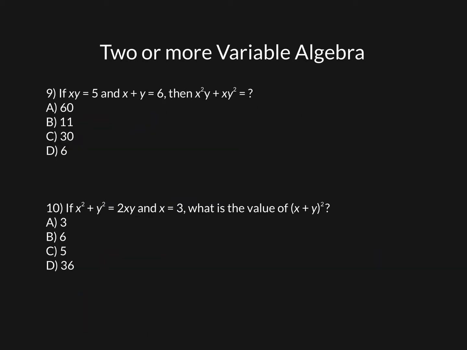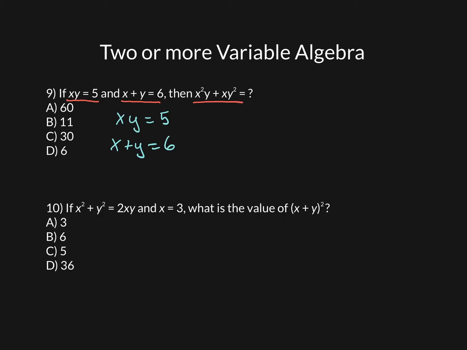And last but not least, we have numbers 9 and 10, the most brutal questions that we'll run into for 2 or more variable algebra. Let's take a look. Number 9, here we have if xy equals 5, and then x plus y equals 6, then x squared times y plus x times y squared equals what? Well, we need to use xy equals 5 and x plus y equals 6 in order to somehow figure out what the value of x squared times y plus x times y squared is.